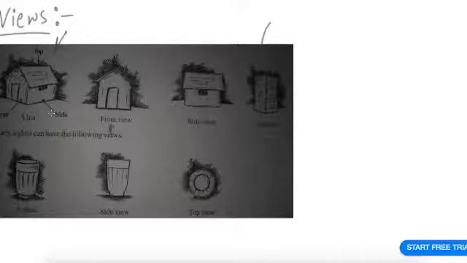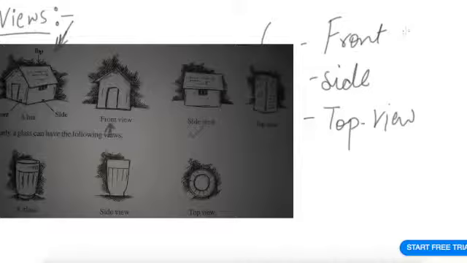If you see the house, which originally looks like this, from the side, the side view looks like this, where you are able to see the window. So the views: it will have a front view, a side view, and a top view.